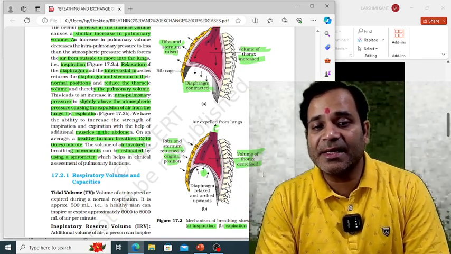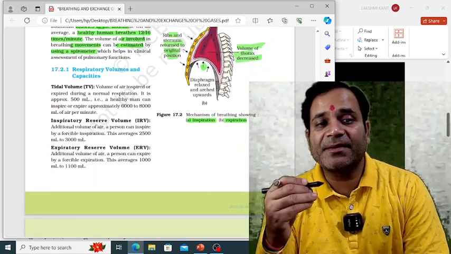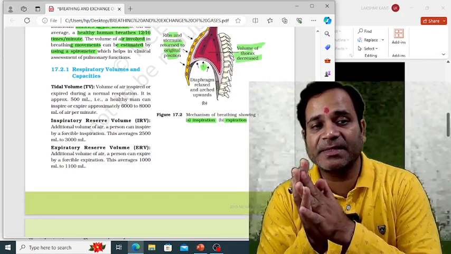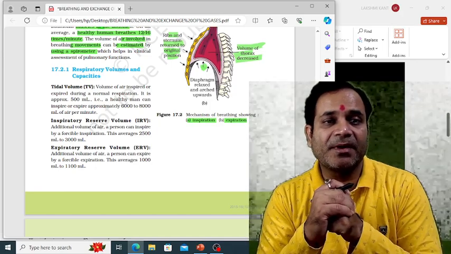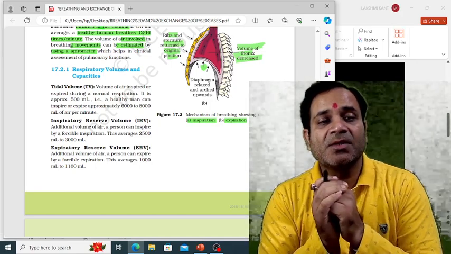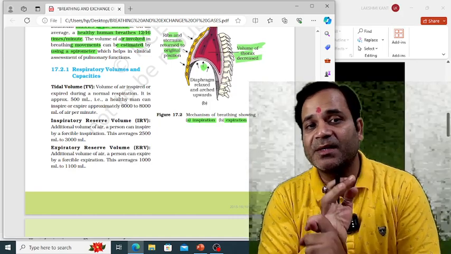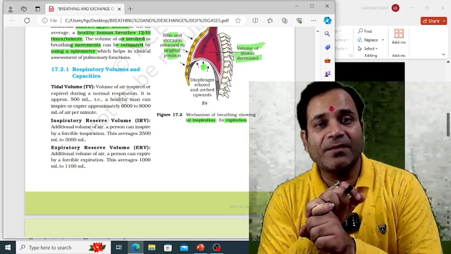Now the question is here, sir, respiratory volume and capacities. So during inspiration or expiration, what are the respiratory volumes and their capacities? This is an important point to understand here. Okay, so let's check here. The first thing that is very important to know, the first one is tidal volume. So if anybody asks you about tidal volume, then what do you reply?